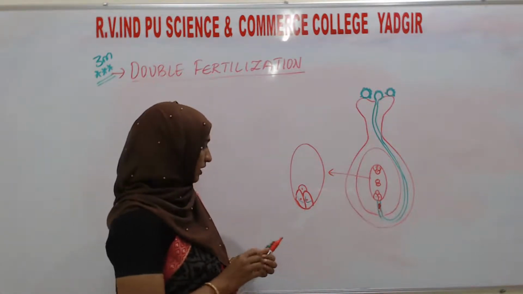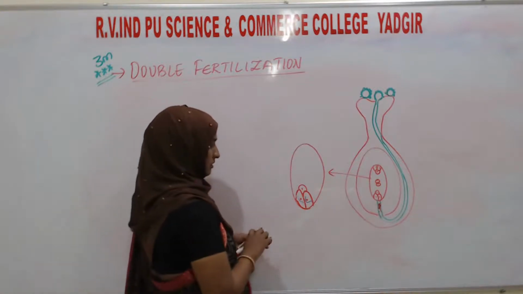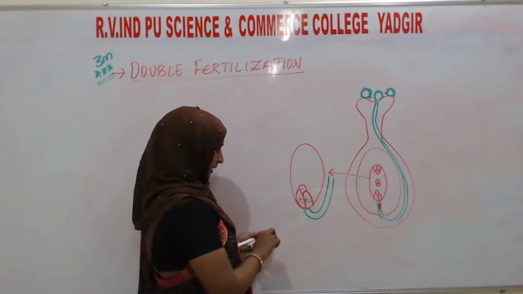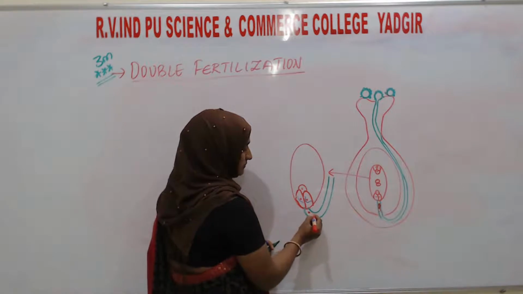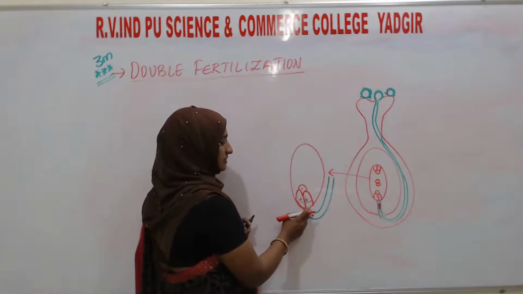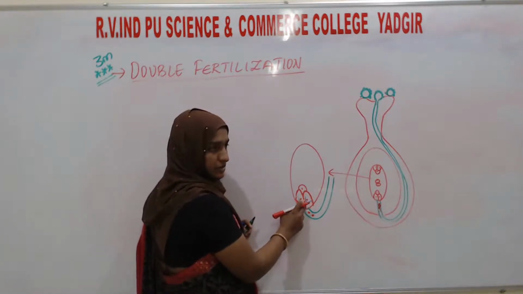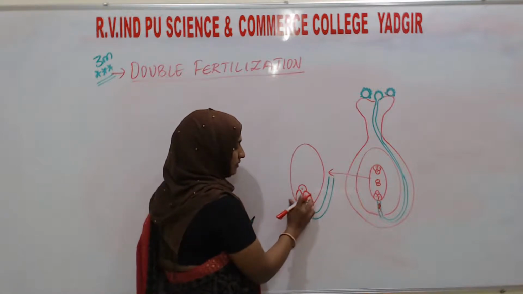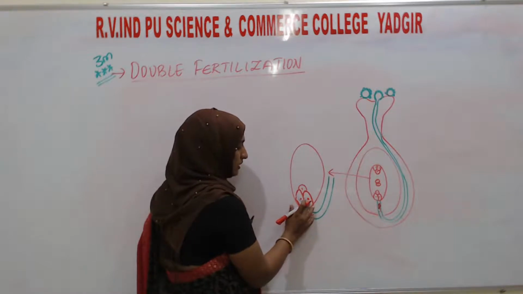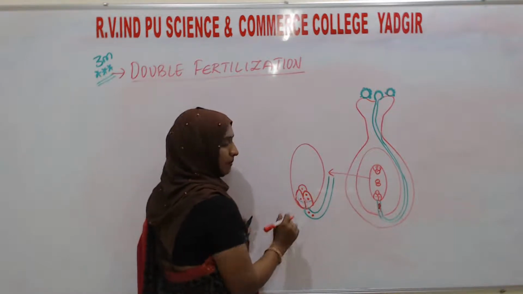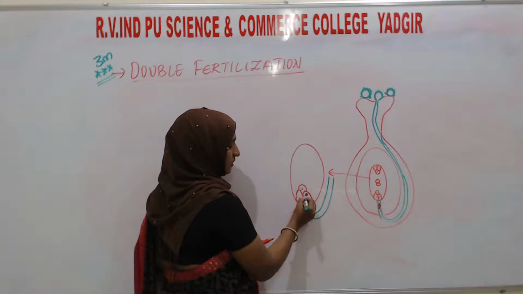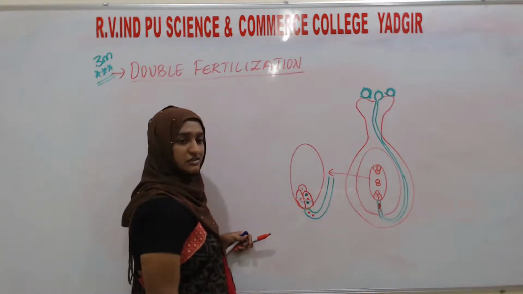So what happens when the pollen tube enters through the micropylar region? It has the two male gametes. This pollen tube releases these male gametes into the synergid. This is the nucleus of the synergid, and here this is the male gamete. I will represent the male gamete with the green color.